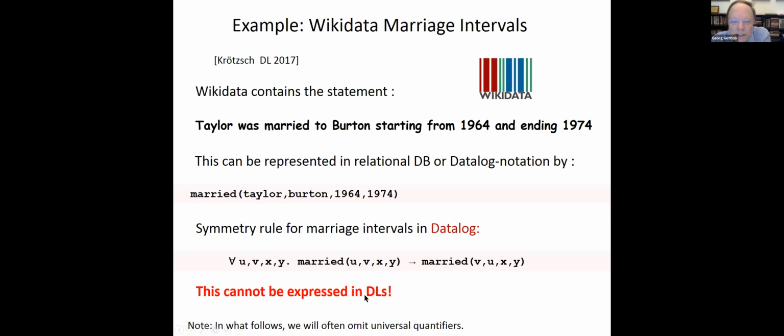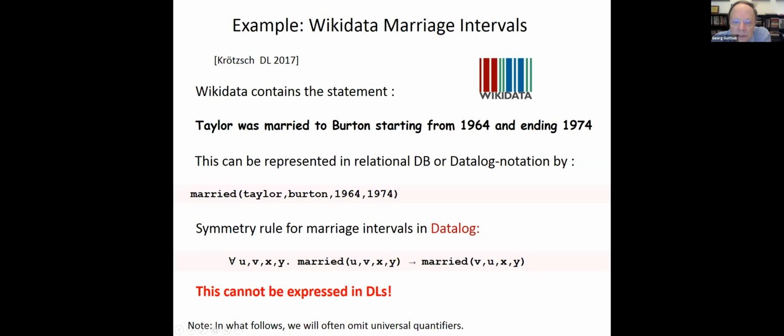And you say for each u, v, x, y, if u and v are married during the interval x, y, then also v and u are married. So basically, it just expresses the symmetry of the marriage relation. And even such a simple rule can unfortunately not be expressed with standard description logics.